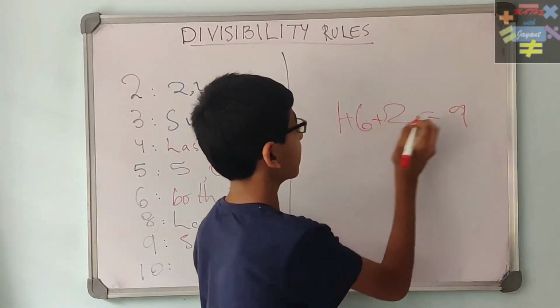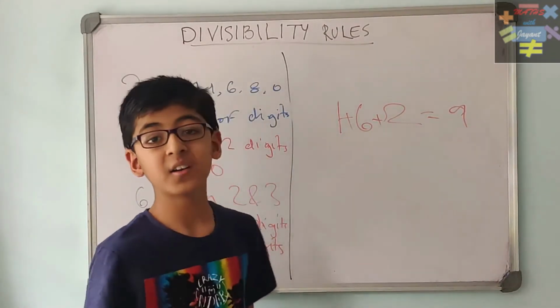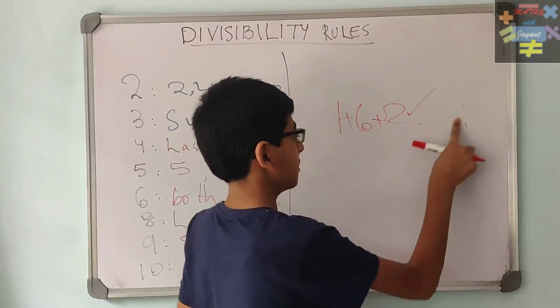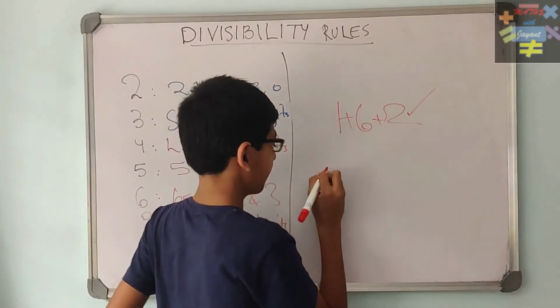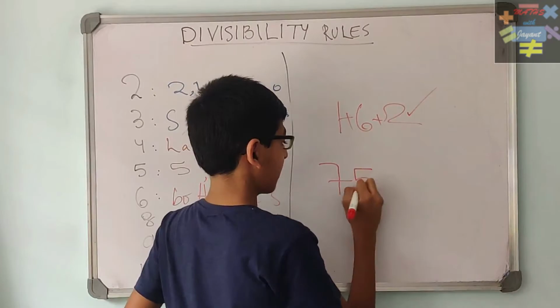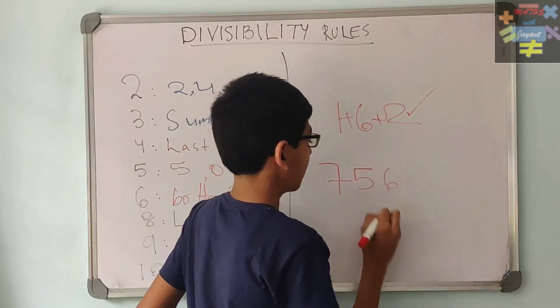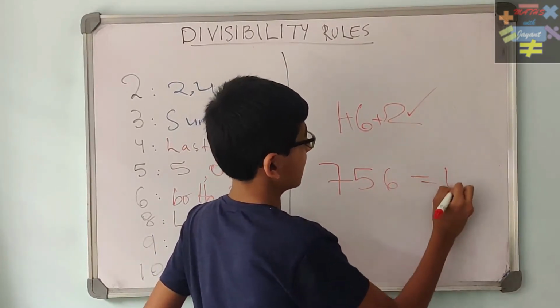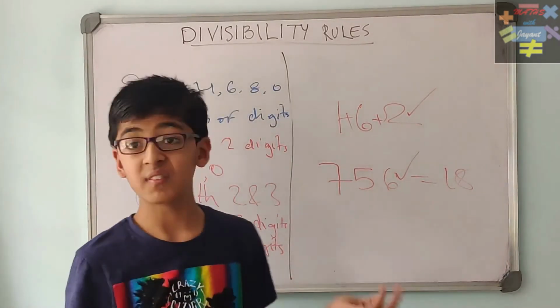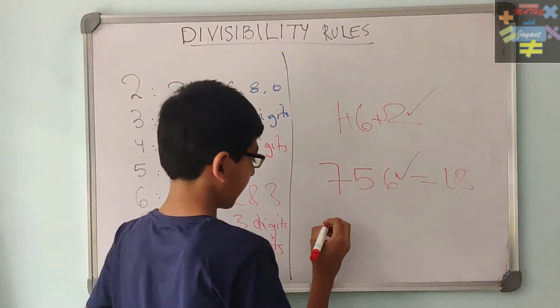So 1 plus 6, 7 plus 2, 9. 9 is perfectly divisible by 9. So of course, 162 is going to be perfectly divisible by 9. Let's have a look at another example. 756. 7 plus 5, 12 plus 6, 18. 18 is perfectly divisible by 9. So 756 is perfectly divisible by 9.